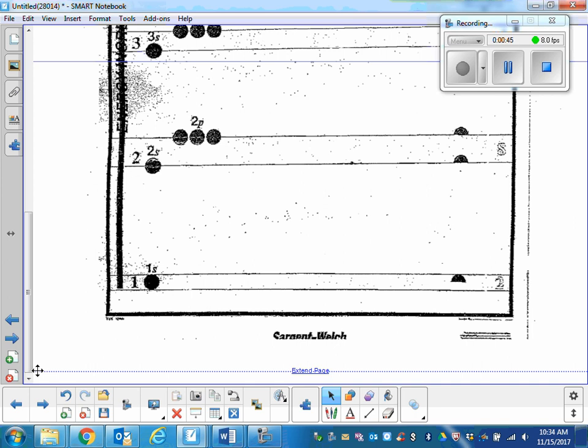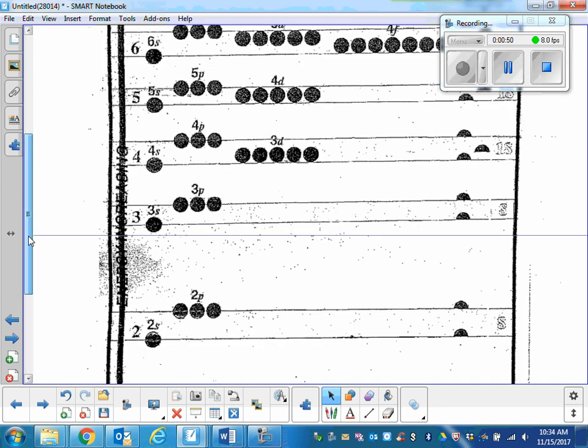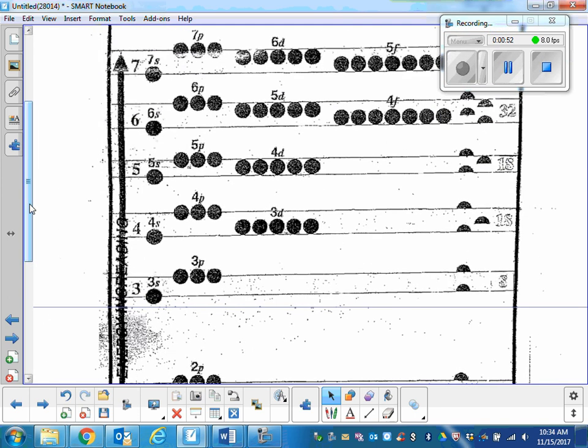After the 2p, what is the next energy level that fills? 3s, 3p. Notice this. The next one is 4s. What fills after the 4s? It is the 3d. After 4s, it is 3d. Then what fills in? 4p.